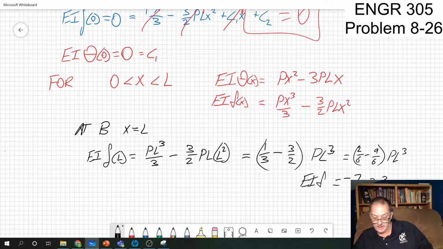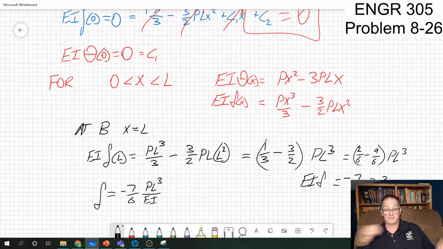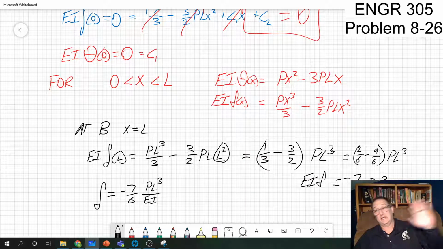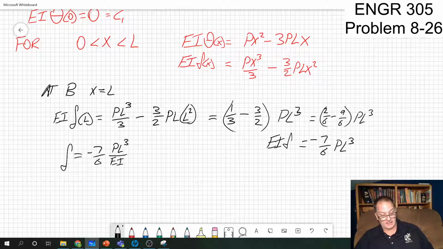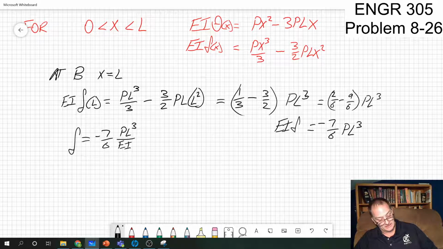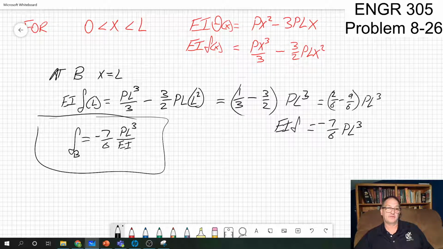And maybe the way you want to express that would be delta is equal to minus 7/6 PL cubed over EI. Maybe, maybe not. There's a reason for leaving the EI on the other side, but I'm not going to get there right now. So that is the deflection at B, at x equal to L. There's the answer for the first half.